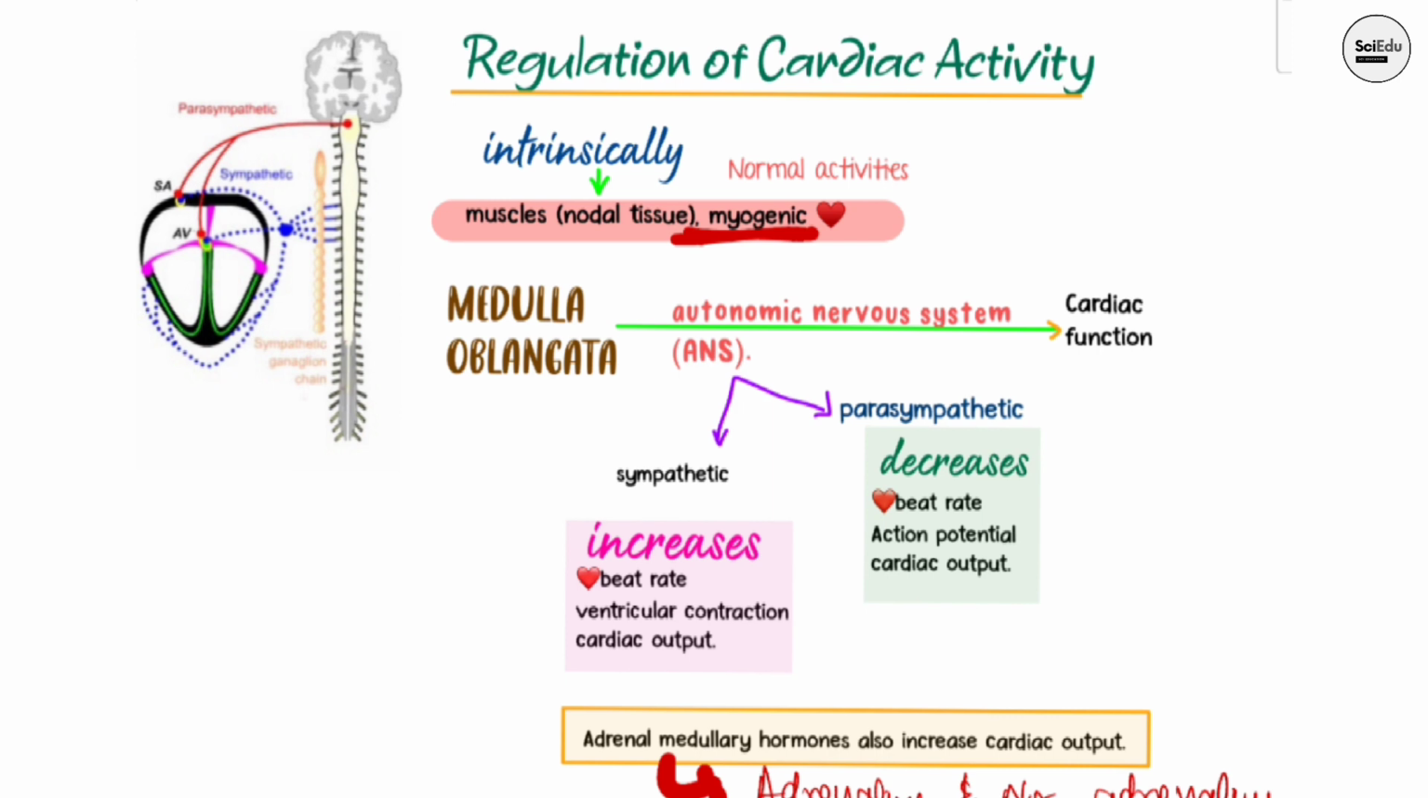On the other hand, parasympathetic neural signals, another component of ANS, decrease the rate of heartbeat, speed of conduction of action potential, and thereby the cardiac output. Adrenal medullary hormones can also increase the cardiac output.